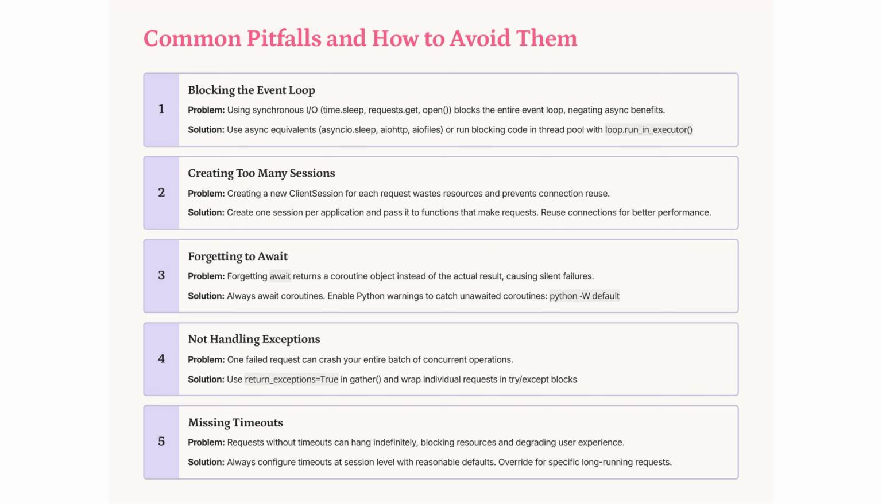Blocking the event loop with synchronous I/O negates async benefits. Use async equivalents or run blocking code in a thread pool. Avoid creating too many sessions. Reuse one per application. Always await coroutines to prevent silent failures. Handle exceptions with try/except, and return_exceptions=True. Configure session-level timeouts to prevent indefinite hangs.